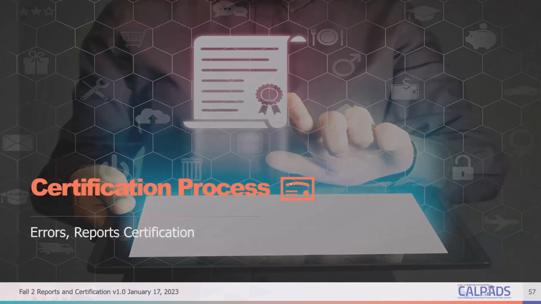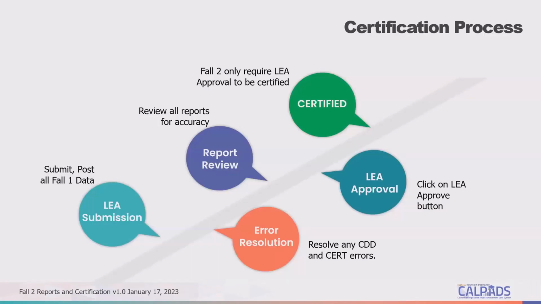Okay, so once all of your Fall 2 data are posted in CalPADS, again, we need to go through the next process, right? Which is the certification process. We have here the submission, where you submitted all of your files and posted all of the records, and resolved any IVRs.